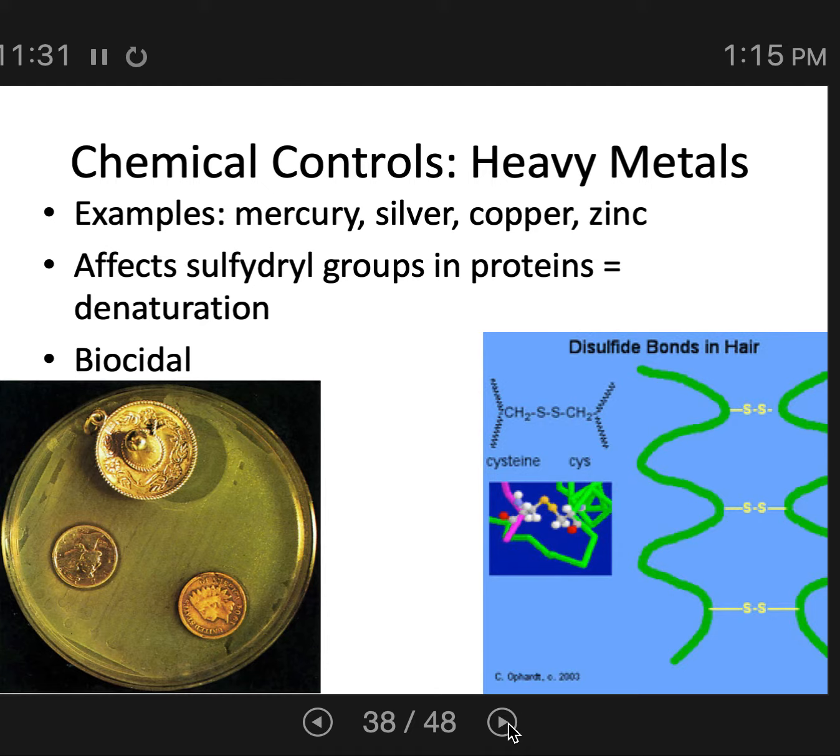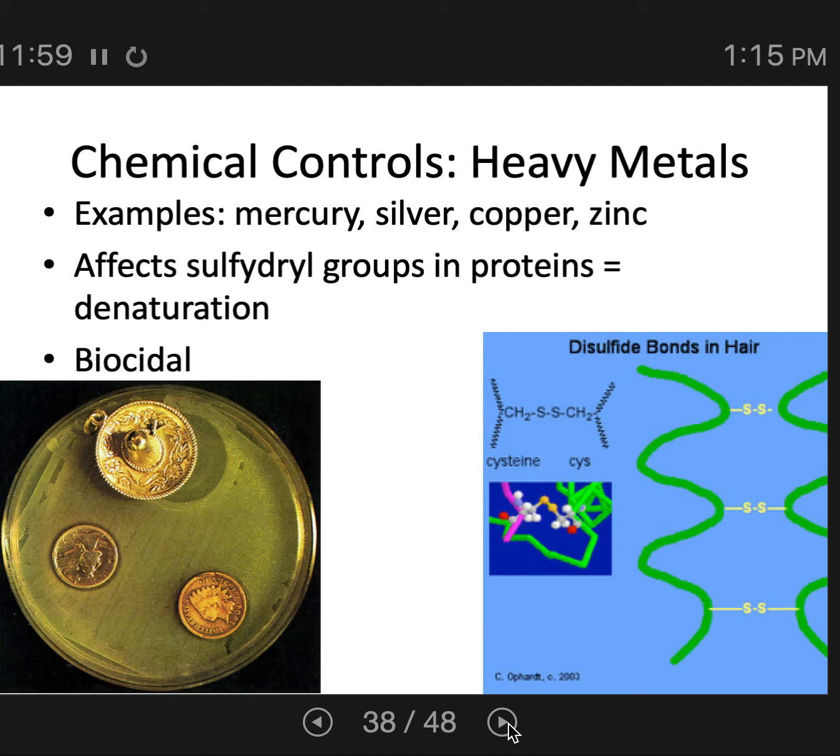Silver used to be used by the Romans in water barrels. They'd put silver coins in water barrels to halt microbial growth. We still use it in newborns' eyes. So when a newborn comes out, sometimes you can get them silver drops to prevent eye infections. We also use silver to clean catheters. Copper you find in anti-mildew agents. Zinc you find in hand sanitizers and mouthwashes. So these are all examples of heavy metals.